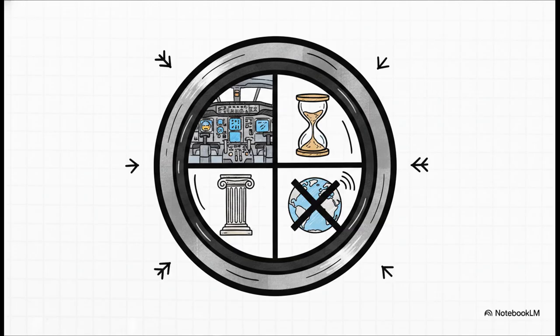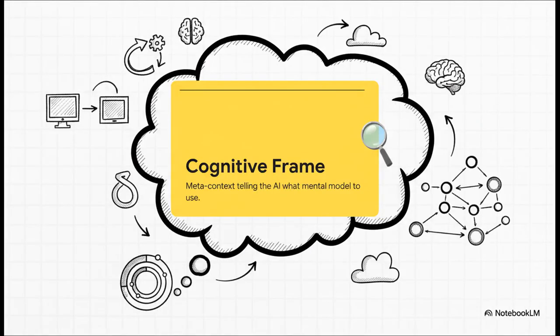Building directly on that, we have the cognitive frame. This is essentially metacontext. It tells the AI what mental model to use before it even begins formulating the answer. For example, explicitly prompting, think like a systems thinker, focusing on interdependencies. You are telling the AI how to process and connect the information before it generates a single word.